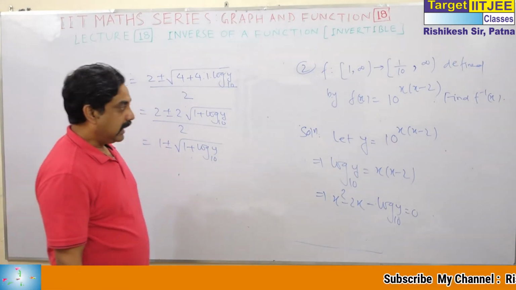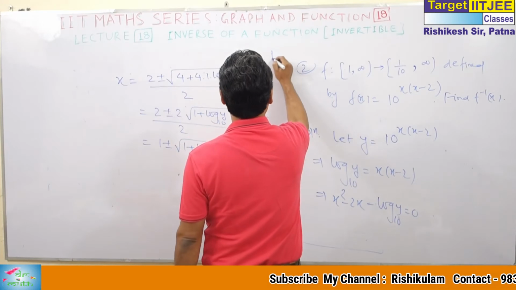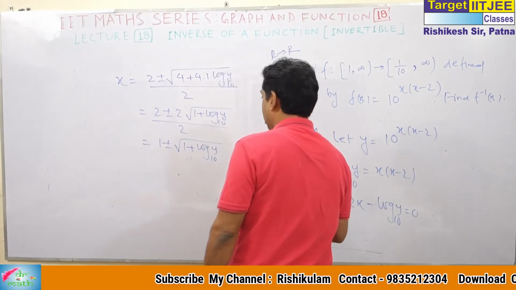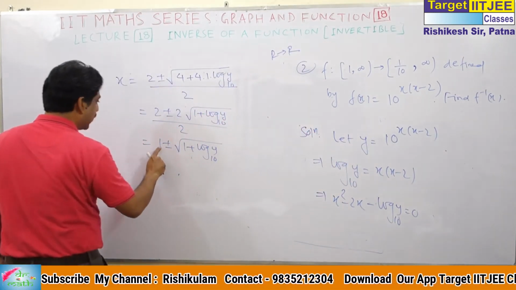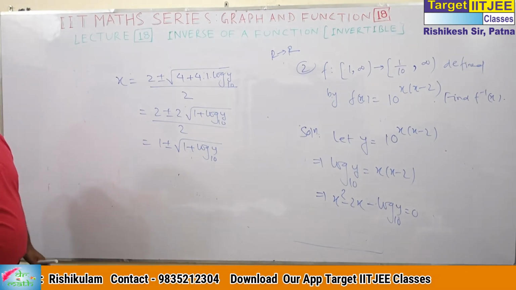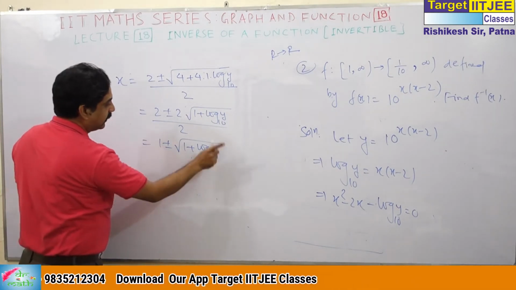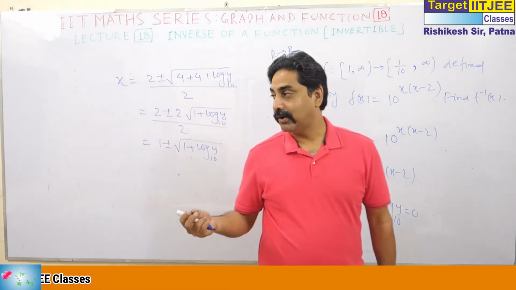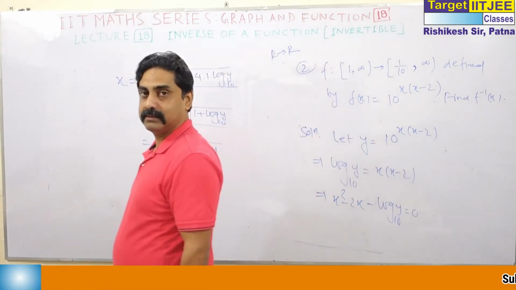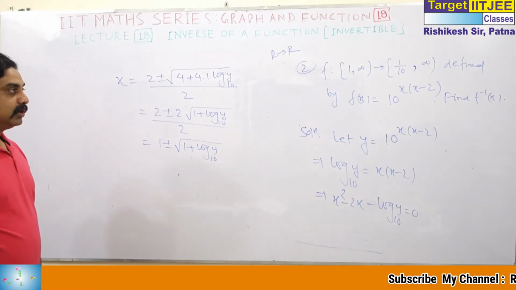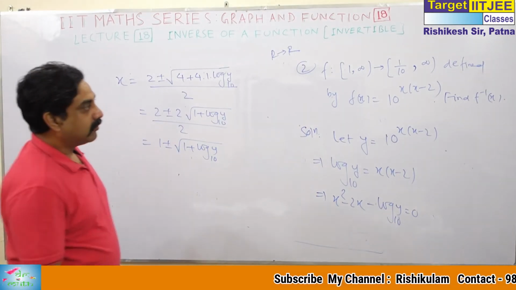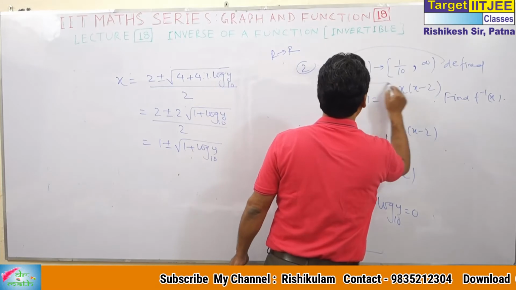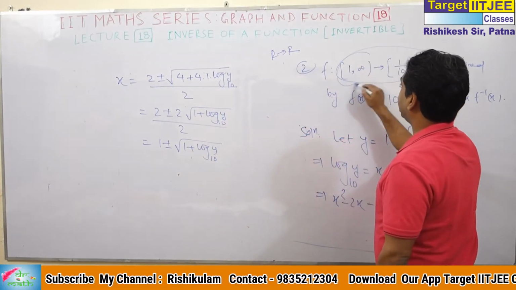Now, if it is given that the function goes from R to R, this is not a function, because for one value we cannot get two inverse values. For one particular value we cannot get two inverse values. So what do we have to do? Now we have to see here. This is the values of x.